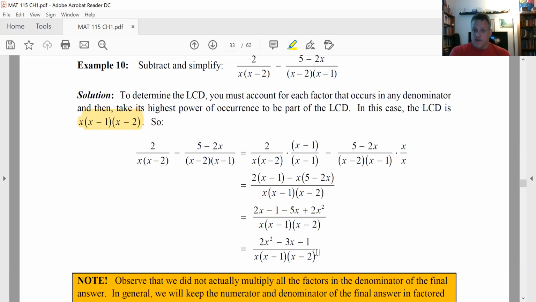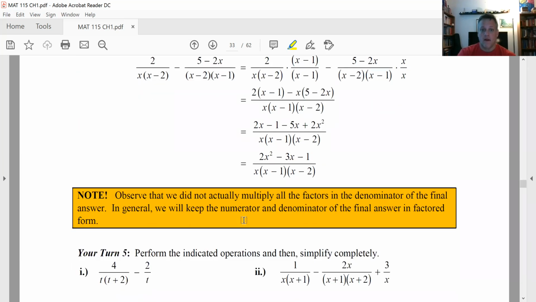In this particular case, it turns out that the top doesn't factor, and so that is considered to be simplified. All right, go ahead and try these, your turns. Again, on your own. This one is a little bit more complicated because there's 3 pieces and there's a lot more going on, I would say. Try them and then compare your answers to the ones that I have posted in the video below.